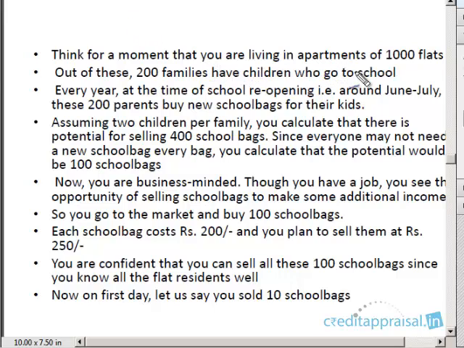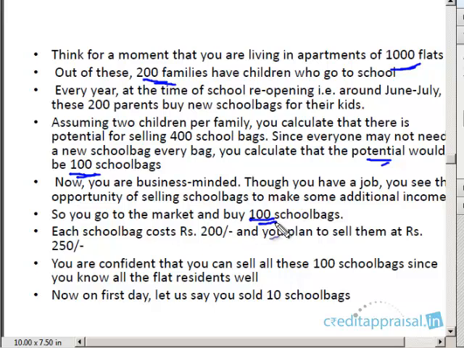Let us have one more example. Think for a moment you are living in apartments of 1000 flats, right? Of these 1000 flats, 200 families have children who go to school. So at the time of school reopening, school children require new school bags. So that's around June, July. Each of these 200 families will be requiring a bag. Maybe not every one of them requires a bag. So let us assume only 100 school bags. You calculate that the potential for this year is 100 school bags.